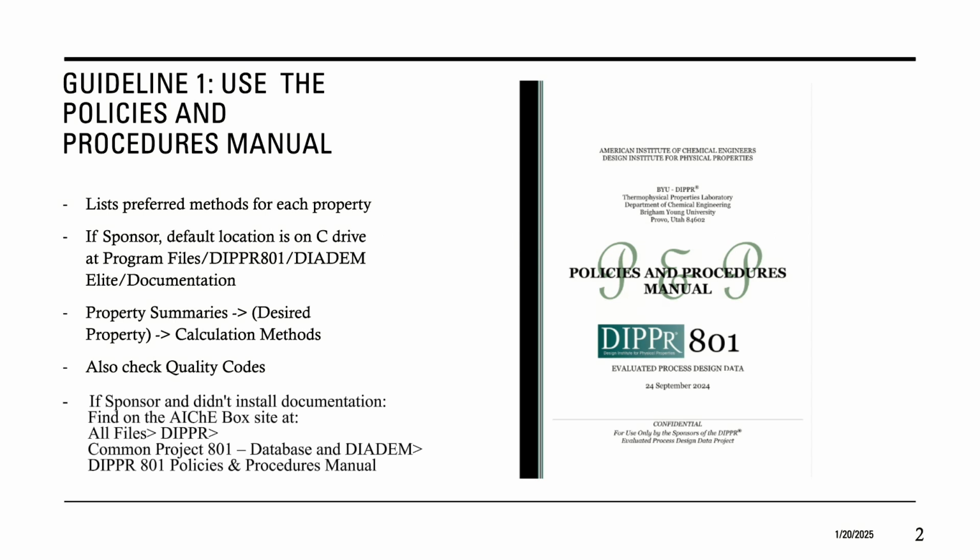If you performed a custom installation of DIADEM Elite and chose not to install the documentation, you can still access it on the AICHE box site under All Files, DIPR, Common Project 801 Database, and DIADEM, DIPR 801 Policies and Procedures Manual. Open the Policies and Procedures Manual, then find the section on the desired property under Property Summaries in the Policies and Procedures Manual.